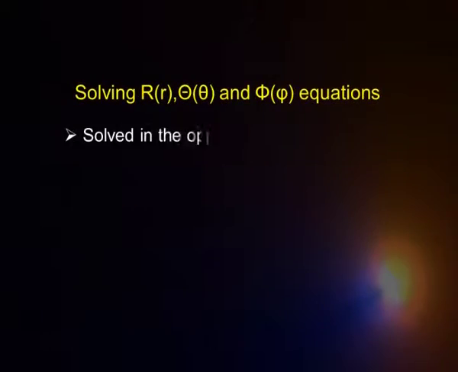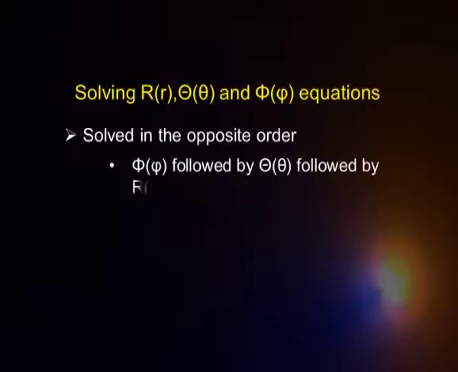Okay, let's make a beginning. When we try to solve these equations, from a mathematical convenience point of view, because these three equations are interrelated, though they are separate equations, one depending on r only, one on theta, one on phi, we solve the phi equation first, the simplest one. Thereafter, we go on to the theta equation and then to the r equation towards the end.